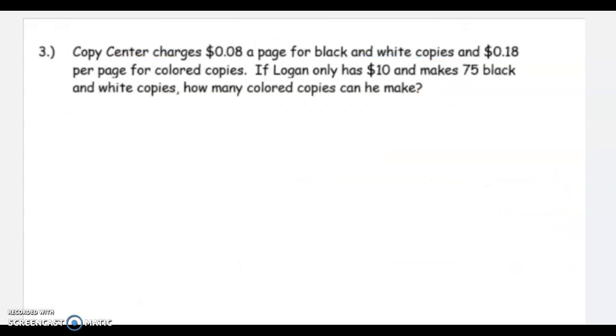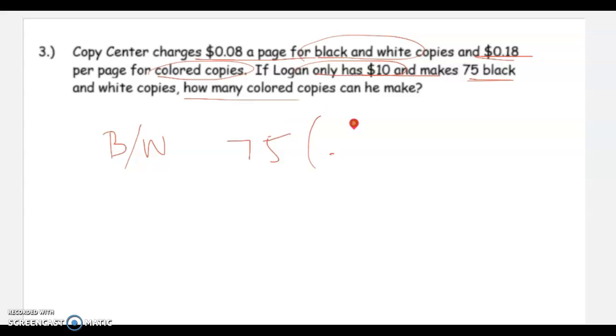And that brings us to our last question. Copy Center charges 8 cents per page for a black and white copy and 18 cents per page for colored copies. If Logan has $10 and makes 75 black and white copies, how many colored copies can he make? First thing we need to do is figure out how much those black and white copies cost. So we're going to take these 75 black and white copies, multiply it by the 8 cents per black and white copy, and realize that we just spent $6 on black and white copies.